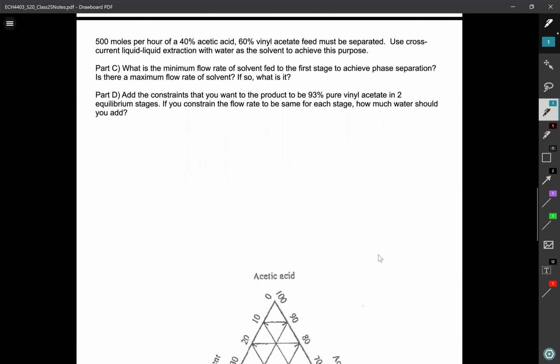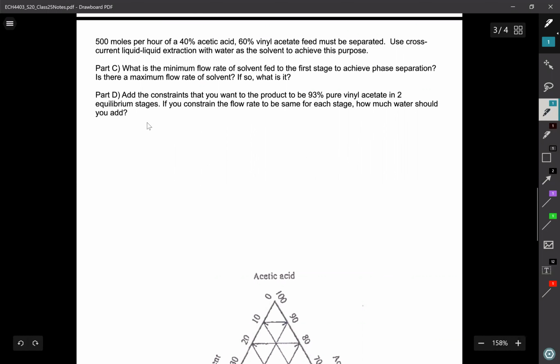I want to get to the second part of the practice problem, which is that we want to add back the constraints that I've got 93% pure vinyl acetate again, and I want to do it in 2 equilibrium stages. So I want to constrain the flow rate to be the same for each stage. How much water should I add?